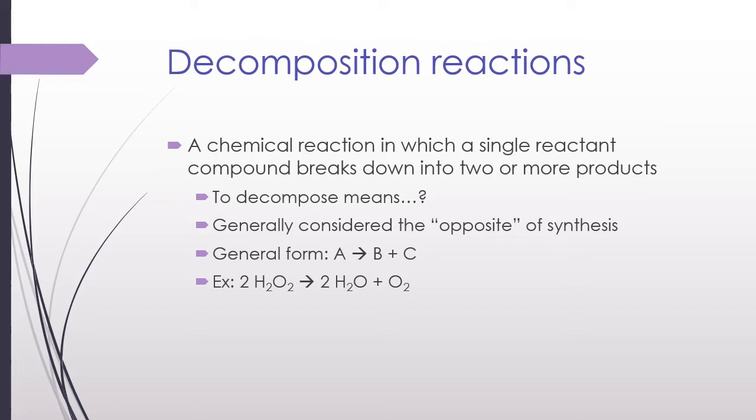The general formula for this would be that something, let's call it A, breaks down to form at least 2 other things. Let's call them B and C. An example of a decomposition reaction would be the decomposition of hydrogen peroxide, shown here, where 2 hydrogen peroxide molecules will decompose to form 2 water molecules and 1 oxygen gas.